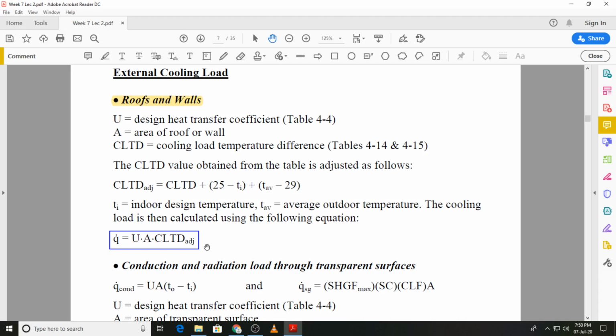And to account for those variations, we use the value CLTD adjusted, and the formula for CLTD adjusted is also shown over here, and you don't have to remember this formula. When you use the table, you will see that this formula is also given at the bottom of the table. All you have to do is read the value of CLTD from the table. You will know the value of the inside design temperature Ti and the average outdoor temperature T average, and then you can calculate the value of CLTD adjusted. And once you have got CLTD adjusted, you can calculate the rate at which heat is transferred through the roof or a wall.